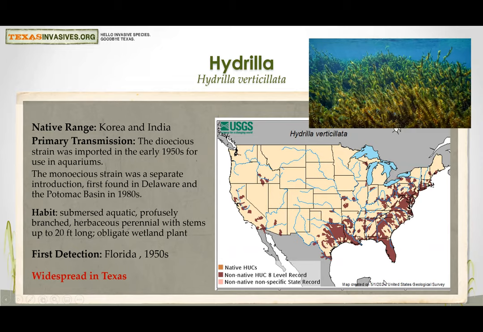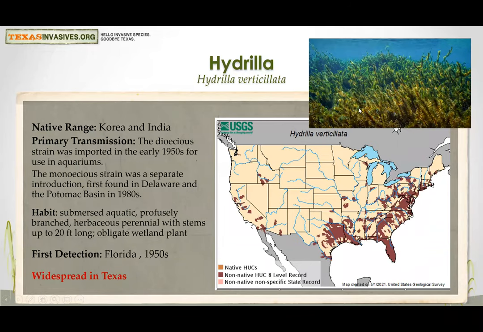So hydrilla has been able to spread far and wide throughout our state and throughout the eastern half of the United States. So it's a submersed aquatic plant. It's profusely branched, and it's an herbaceous perennial with stems that go up to 20 feet long.